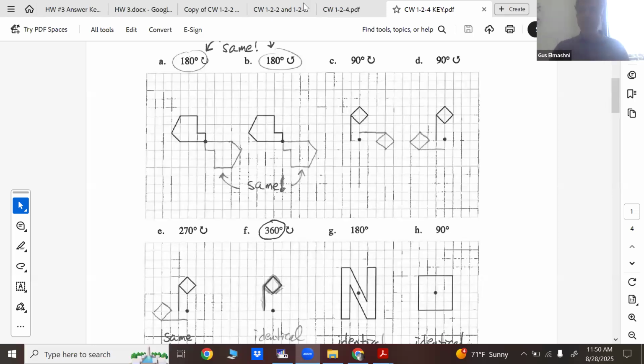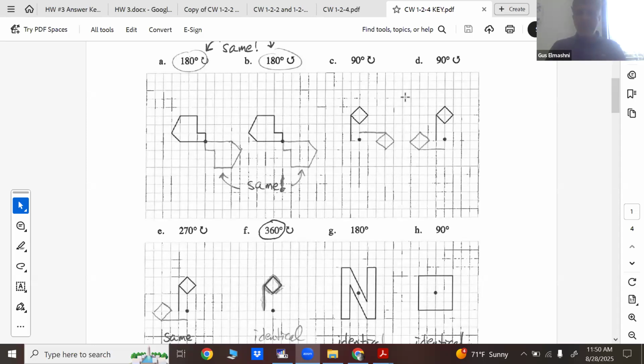Any questions about A, B, C, or D? And by the way, they're exactly the same for A and B, because if you turn around 180 and then turn around 180 the other way, I get back to the same place. So it doesn't matter. Obviously 90 one way, 90 the other way, you get different images. 270 is very similar to D, because 270 clockwise compared to 90 counterclockwise, they end in the same place. Obviously 360, you go around once.